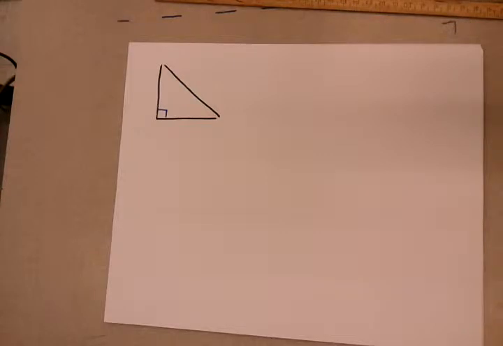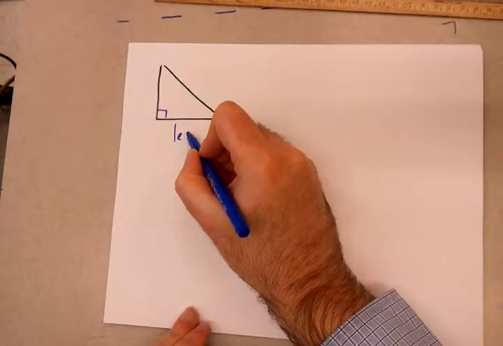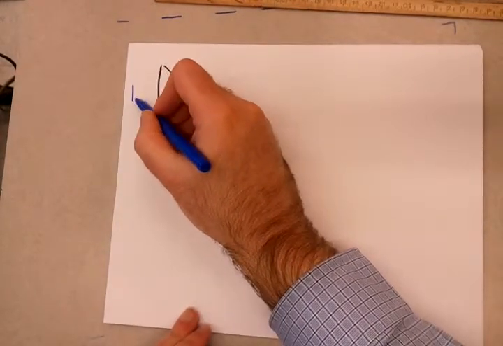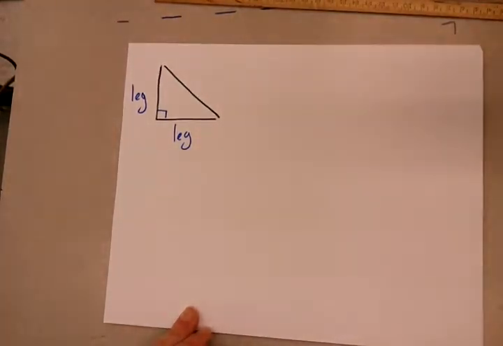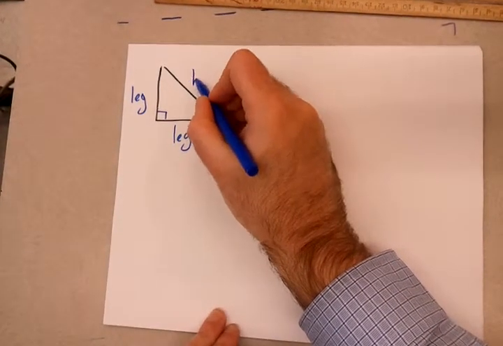Now, just like any other triangle, a right triangle has three sides. It's got one leg, it's got another leg, and then it also has a third side called the hypotenuse. The hypotenuse is the long side, and it's always the long side.